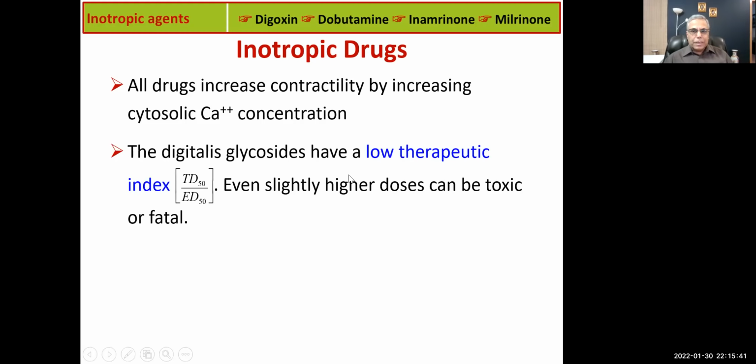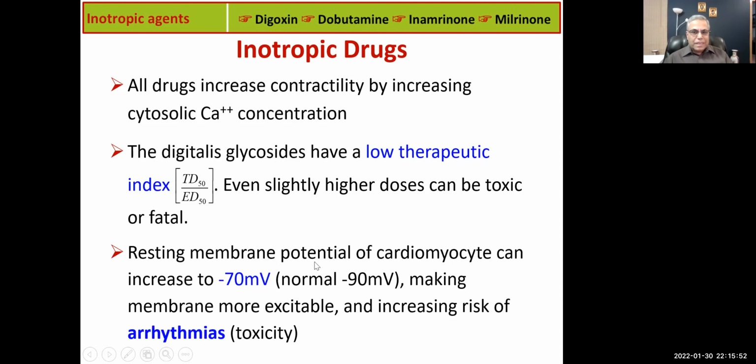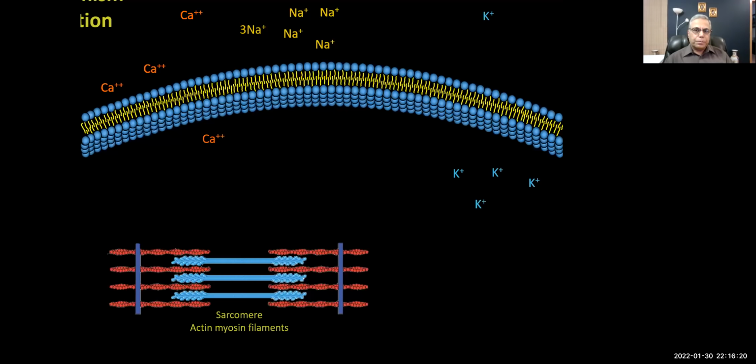The digitalis glycosides have a low therapeutic index. Even slightly high doses can be toxic. Hypokalemia could be toxic for digoxin. Resting membrane potential of cardiomyocytes can increase when positive charges go in. Normal is minus 90 millivolts. It could increase to minus 70 millivolts, making the membrane more excitable, and it also increases the risk of arrhythmias. That is why digitalis can cause arrhythmias as well, although it is also used for arrhythmias like atrial fibrillation.